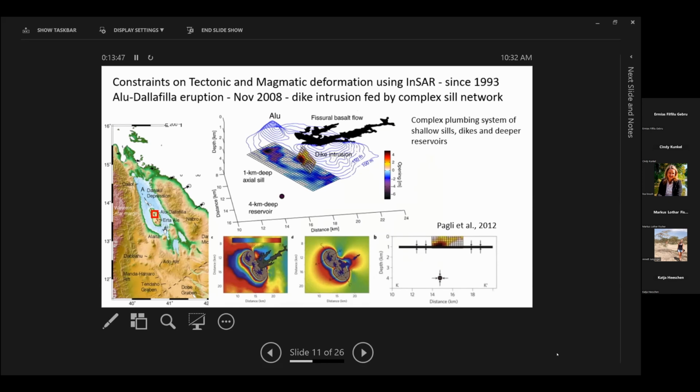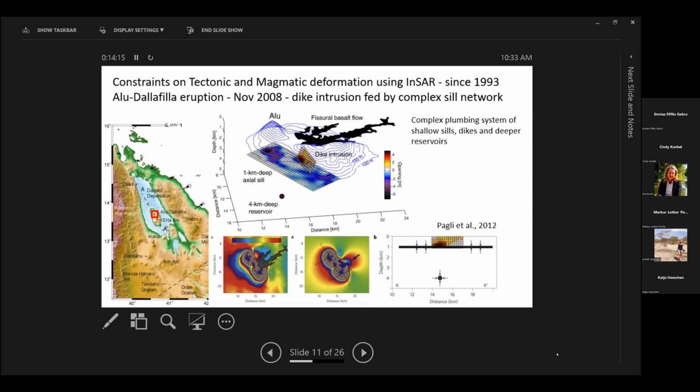There's been a number of deformation events associated with volcanic eruptions as well. So this is a good example from the November 2008 eruption of Alafila, which was one of the largest basaltic eruptions in Africa in the last 100 years. There was a basaltic lava. Well, we don't really know the rock type. It's basic. To the east of the Ethiopia range, between Ali and Alafila. So during this eruption, there was strong deformation.